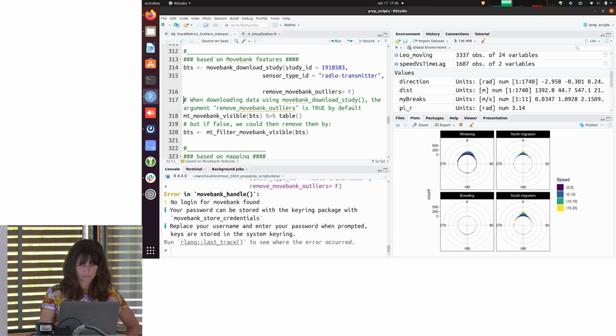Right. What is your password? Anyways, this is just for a short example.